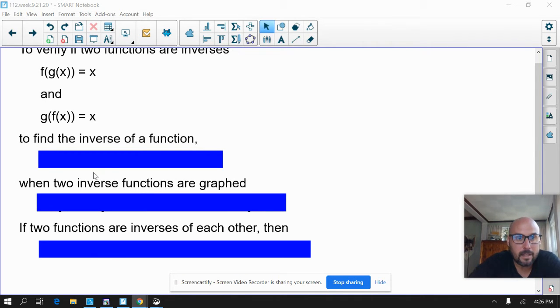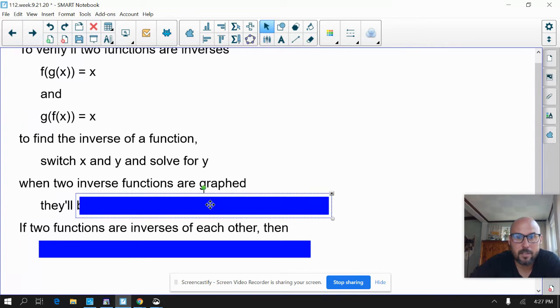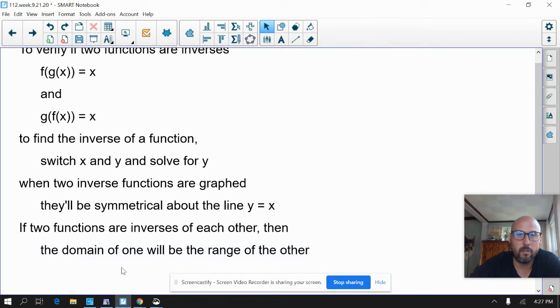Now, how do you even find the inverse of a function? That process, you switch the x and the y and you solve for y. And when two inverses are graphed, they will be symmetrical about the line y equals x, and the domain of one function will be the range of the other. And it really doesn't matter which one: if f is the inverse of g, then guess what? g is the inverse of f.